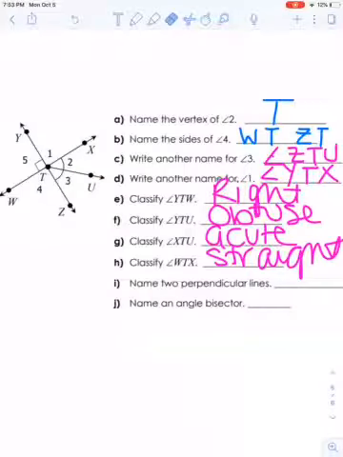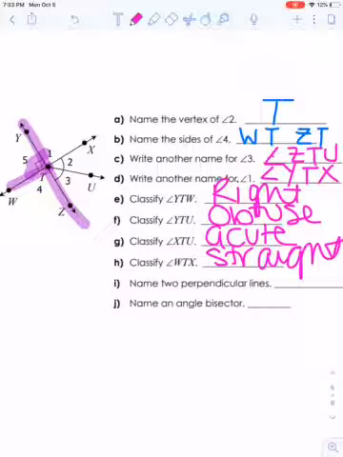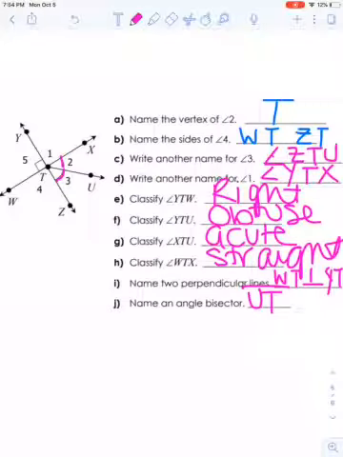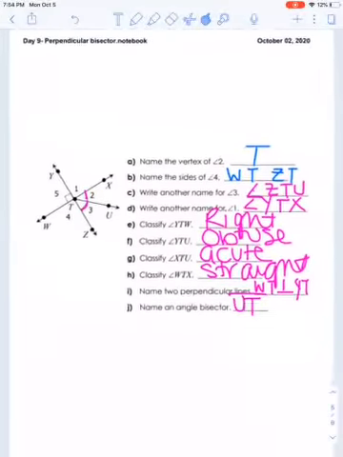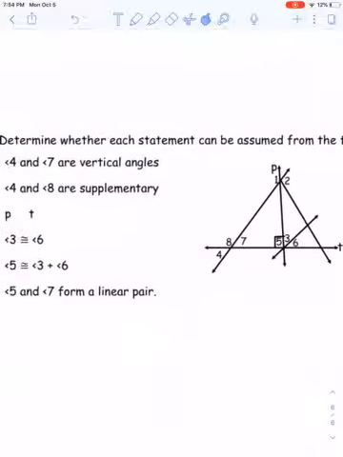Okay. Name two perpendicular lines. Remember, we're looking for a right angle. So what two lines form that right angle? We have WT is perpendicular to YT. Name an angle bisector. So remember, an angle bisector cuts an angle in half into two congruent parts. This right here means congruent. So my angle bisector is UT. It's what cuts it in half, or TU. Okay. So pause me, write that down if you didn't write that down. And then unpause me. Okay, last problem.